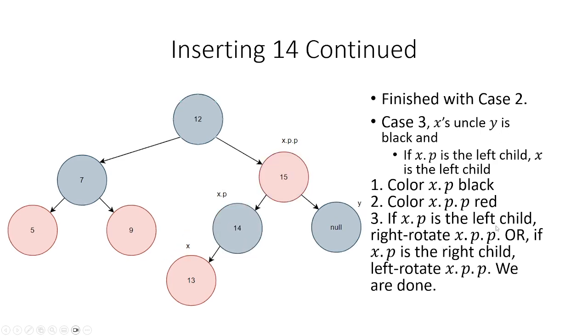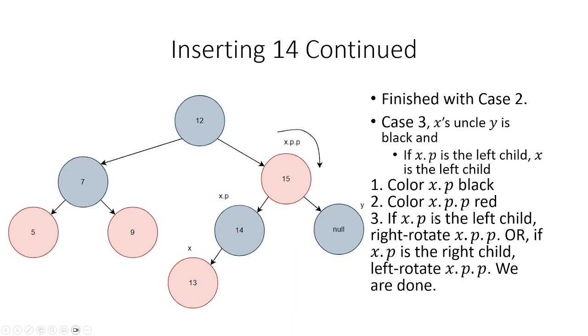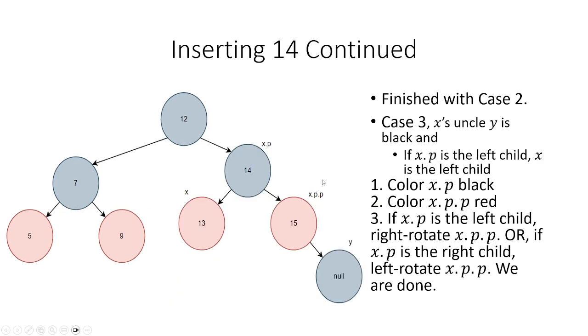And then if X's parent is the left child, we're going to right rotate the grandparent, which is the case we have here. Otherwise, if X's parent is the right child, we would left rotate the grandparent. But again, we have a left child situation, so we're going to right rotate. And then we would end up with this. And we're done. And then here's, again, the tree representation without the null node. Either one is fine. Again, I just did this for the example.